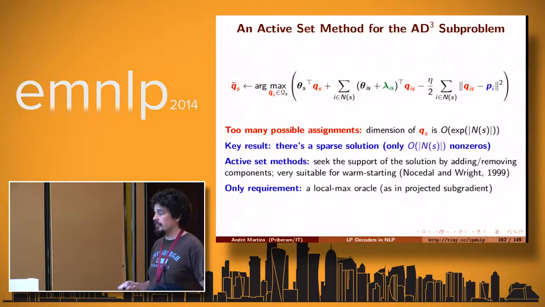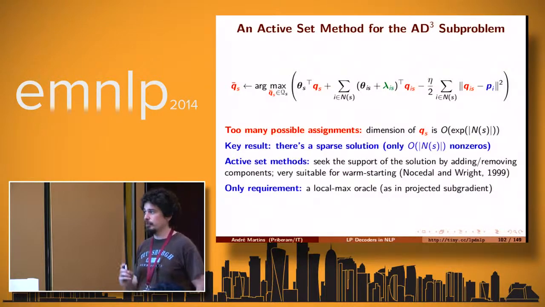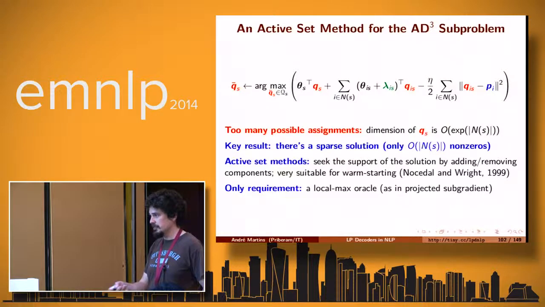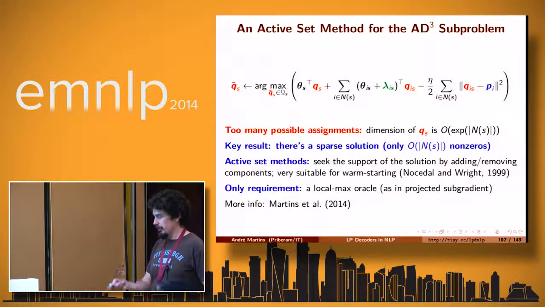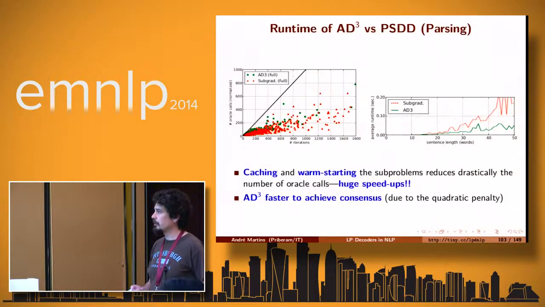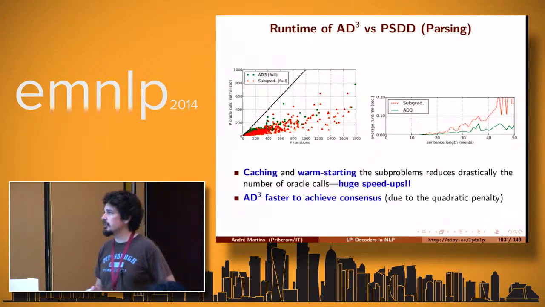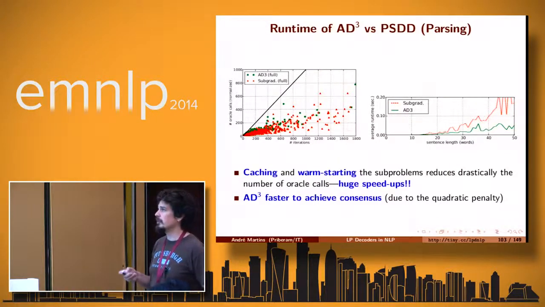And the active set method, what it's doing is to seek the support of the solution by iteratively adding and removing components. And again, the only requirement is an oracle to solve local MAP. All right, so I point you to the JMLR paper if you want more details about this. I'm now going to show some plots. So this is comparing here the runtime of AD-cubed with the subgradient dual decomposition algorithm, and also showing how many times you need to call this local MAP oracle.